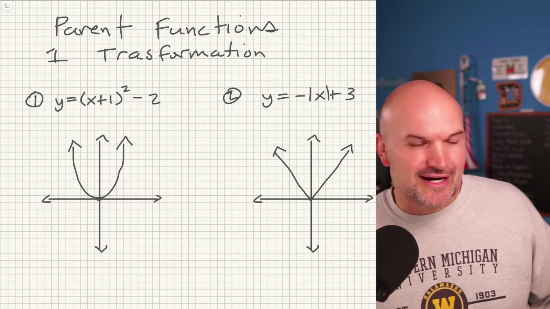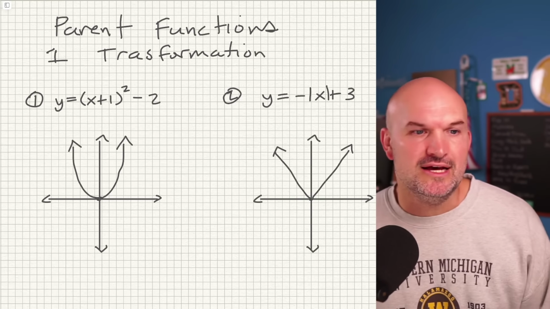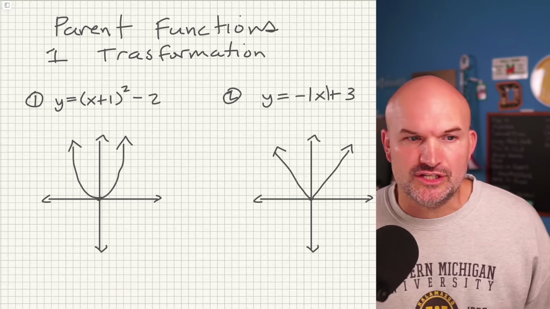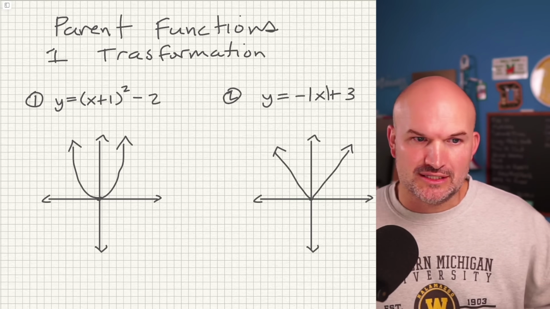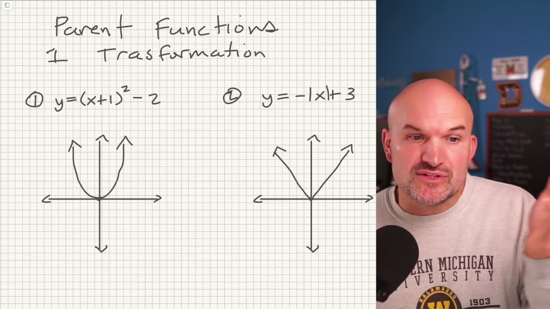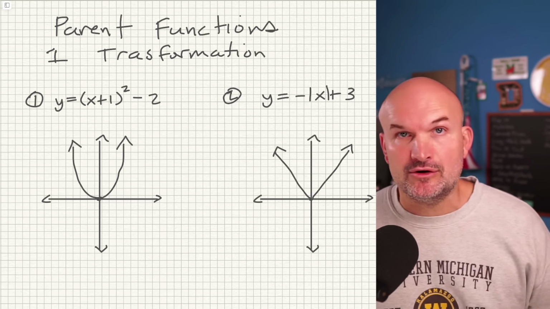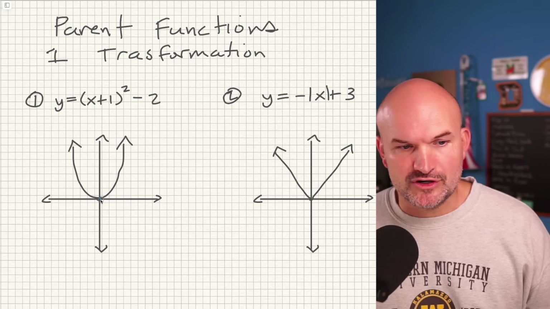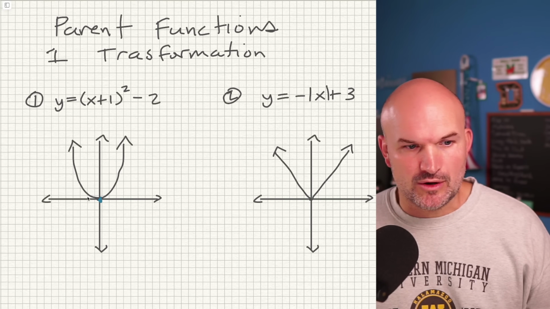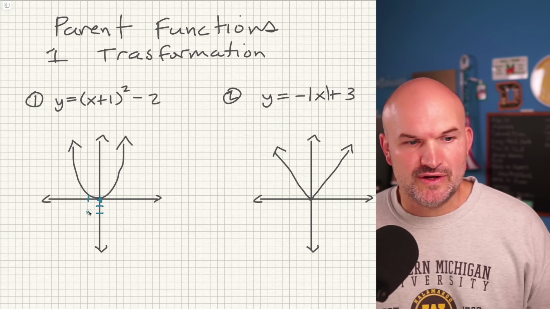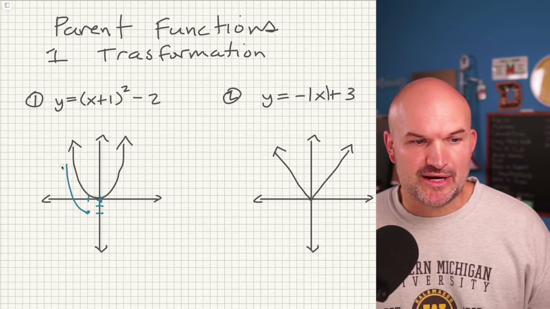The first one is the quadratic. I hope most students are familiar with that. When I'm adding a 1 inside the function, that's going to be shifting my graph 1 unit to the left. And then when I'm subtracting outside of the function, that is going to be shifting my graph down 2 units. So I'm going to take my vertex, which I have right here, and shift it 1 unit to the left and then down 2 units. And I can go ahead and now resketch my graph.